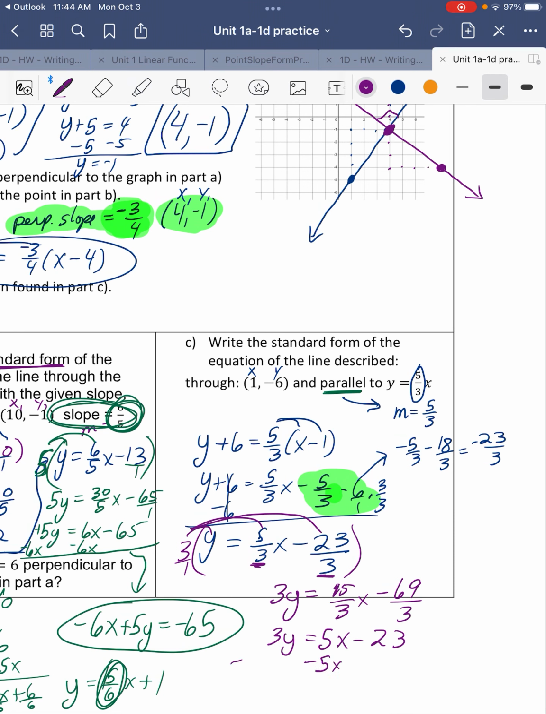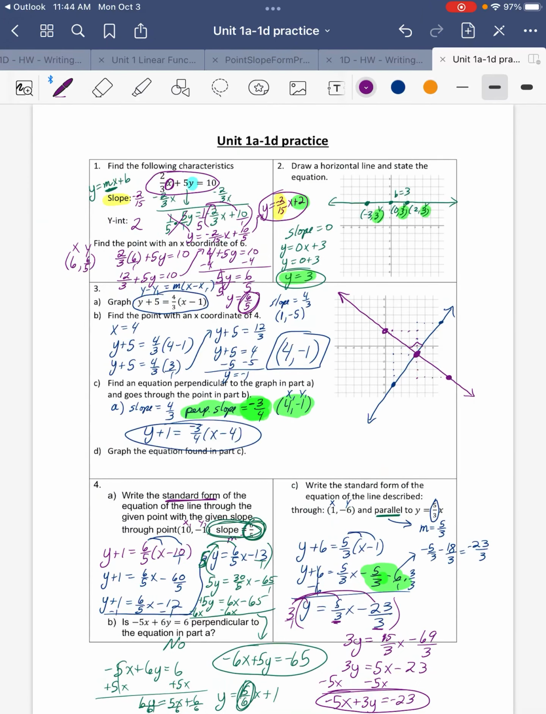And now we need to get the x and y terms on one side now that we have the fractions gone. So negative 5x, the 3y is positive, so plus 3y equals negative 23. And there's my standard form. The x and y are on one side of the equal sign with no fractions or decimals.